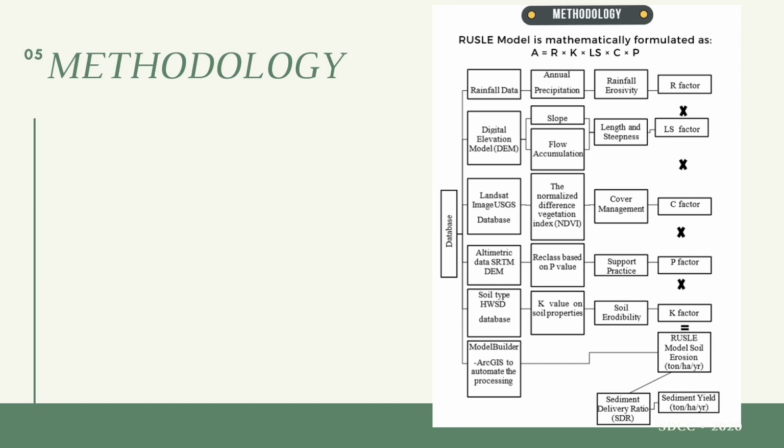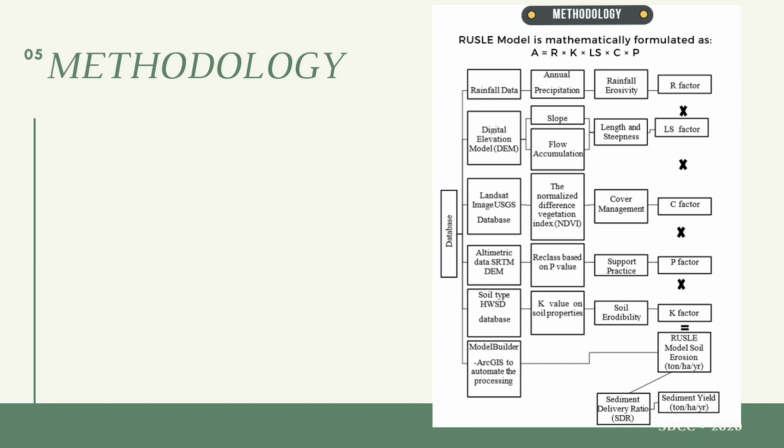All satellite images were downloaded from the Earth Explorer website of the United States Geological Survey, USGS, and the DEM from the Advanced Spaceborne Thermal Emission and Reflection Radiometer (ASTER). The DEM has a spatial resolution of 30 meters by 30 meters, which we use to delineate the watershed and determine the LS factor and P factor.